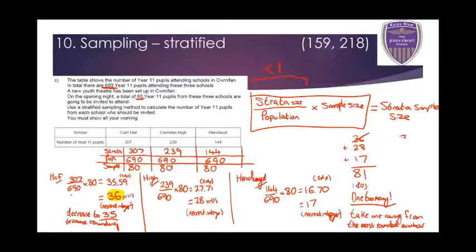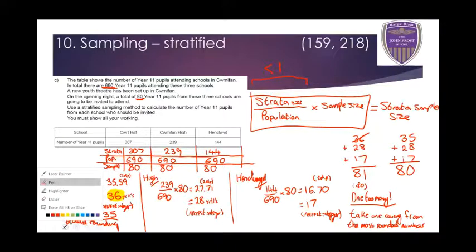So let's get rid of that. So we're going to do 35 plus 28 plus 17. And if we add all those up, we should get 80. Okay, so these are the numbers we want.